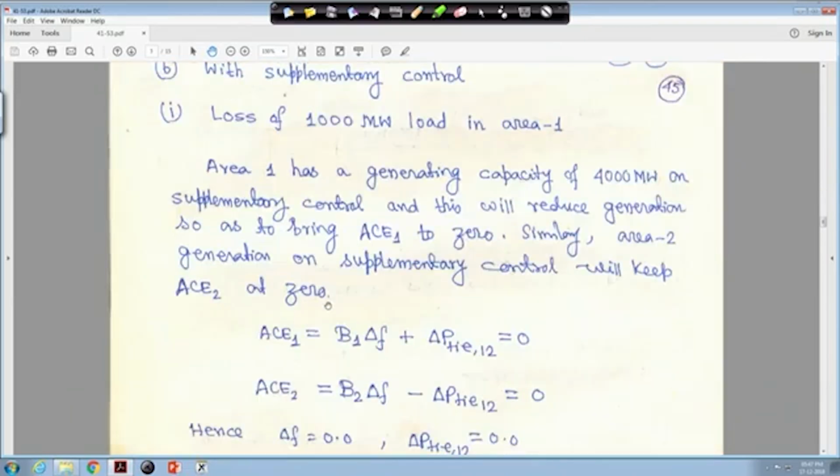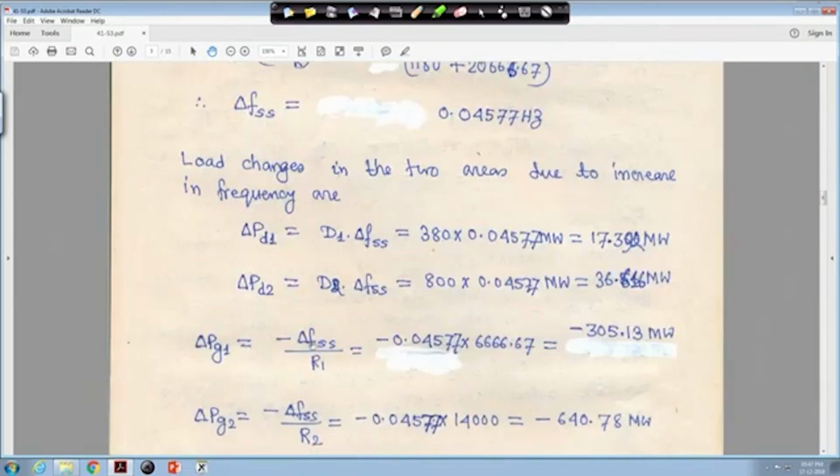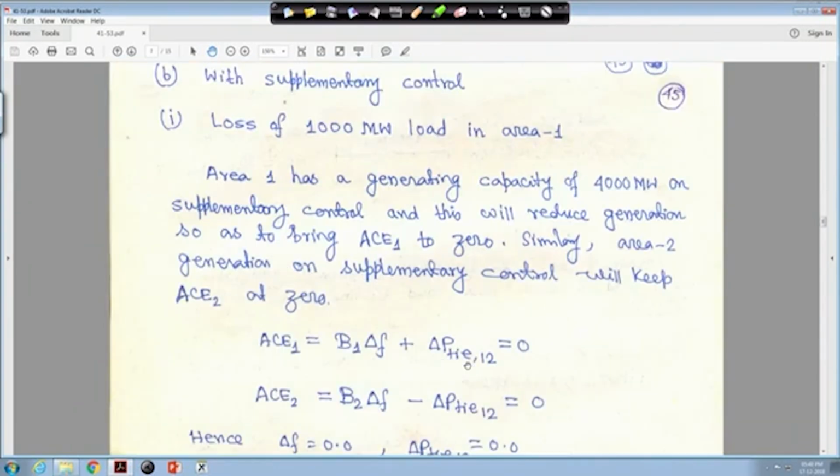Therefore, we know delta Pg1 steady state is minus delta F SS upon R1, that we have seen before. So, it is minus 0.04577 into 1/R1, so minus 305.13 megawatt. Similarly, delta Pg2 is minus delta F SS upon R2. So, again minus 0.04577 into 14,000, so minus 640.78 megawatt, right.